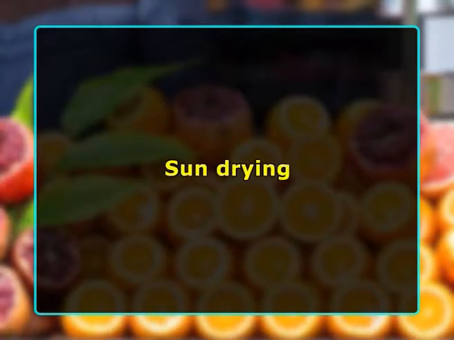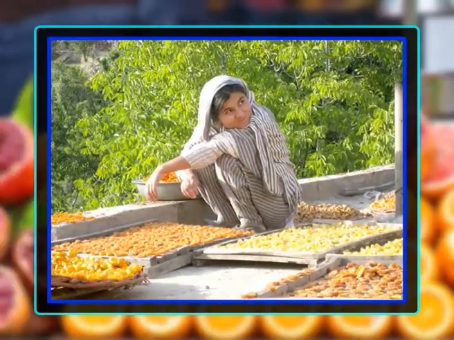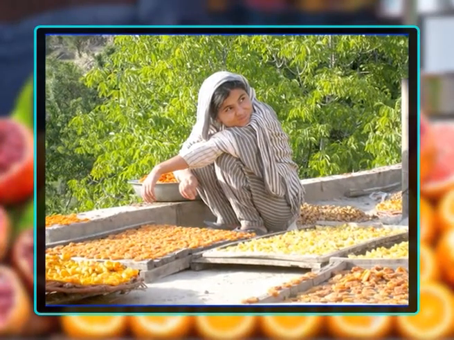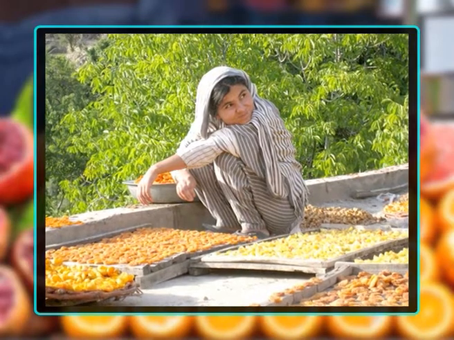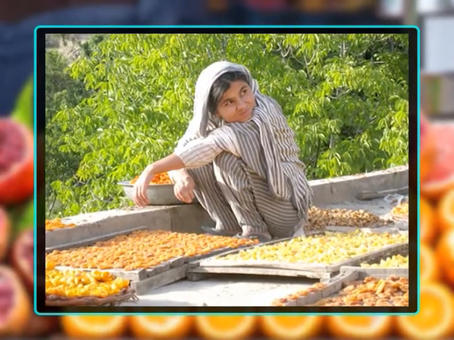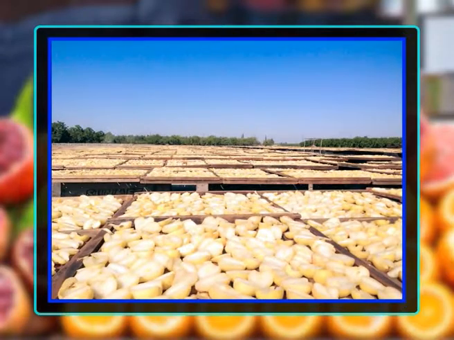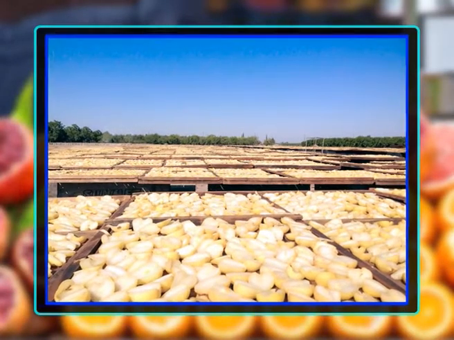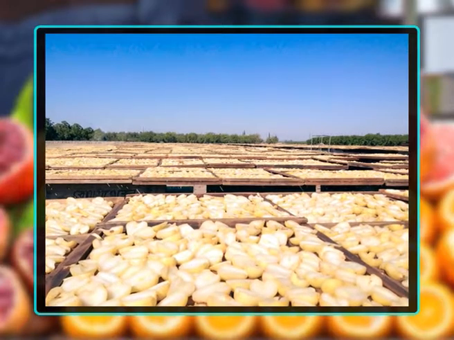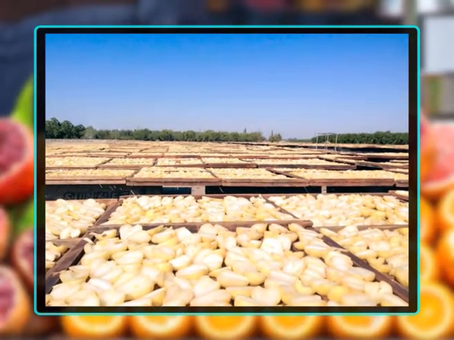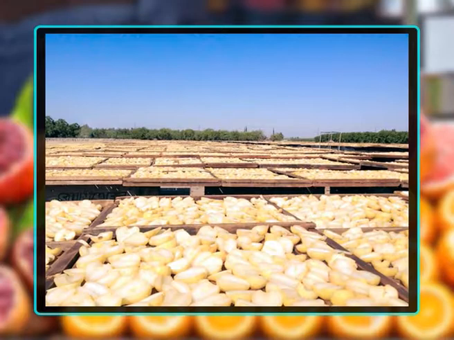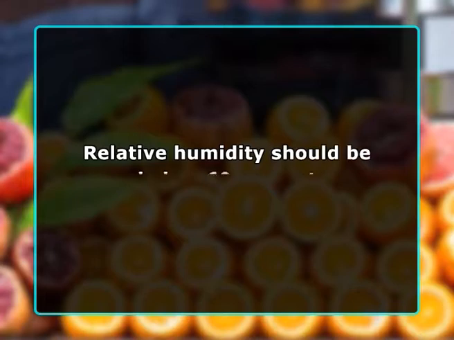First let's discuss sun drying. Sun drying is usually used in the case of fruits due to their high sugar and acid content, which makes them safe for this process. Drying the fruits on hot, dry and breezy days with a minimum temperature of 85 degrees Fahrenheit is normally optimum for this process. However, the hotter the day, the better it is for the dehydration operation. Relative humidity should be below 60%.